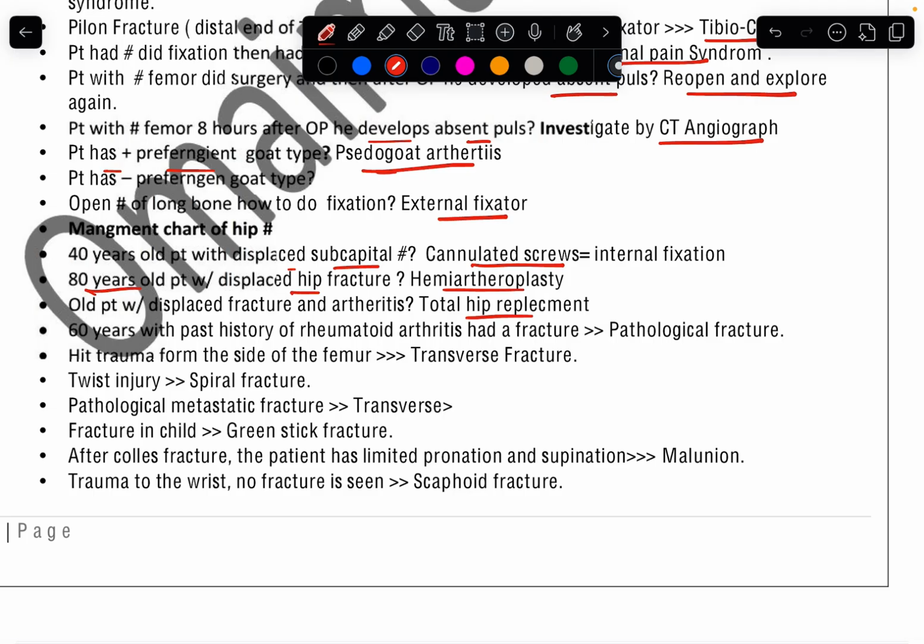60-year-old patient with history of rheumatoid arthritis, fracture: pathological fracture. Hit trauma from the side: transverse fracture. Twist fracture is spiral fracture. Pathological is transverse. Fracture in a child is greenstick. Colles fracture, patient has limited pronation and supination: malunion. Trauma to the wrist, no fracture seen: scaphoid.